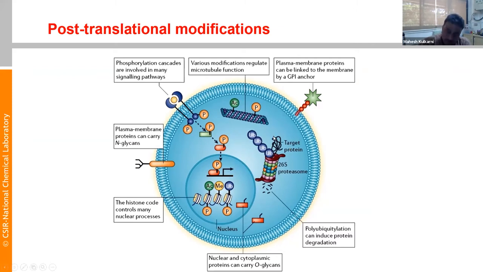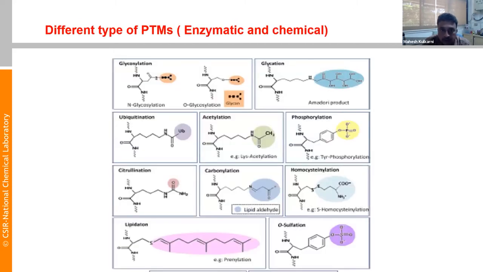Even in biopharma, it's very important to maintain the homogeneity. If a particular post-translation modification such as glycosylation is there, you need to maintain that PTM in all the batches when you produce such biotherapeutics or therapeutic mAbs. So therefore, let's try to understand how we characterize the PTMs. As I said, there are different PTMs like glycosylation, glycation, ubiquitination, acetylation, and so on.